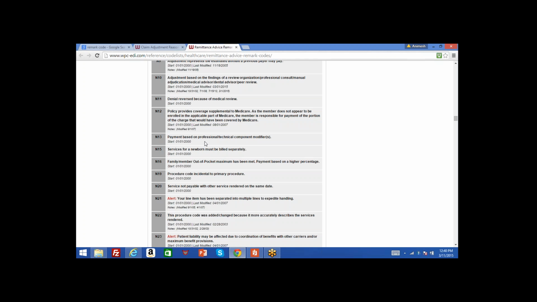That can be rejected. Similarly, you have some N codes. Let's navigate through the N code. N16 or N04. There are some codes which are very commonly used along with 96.